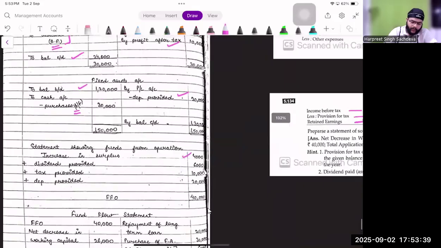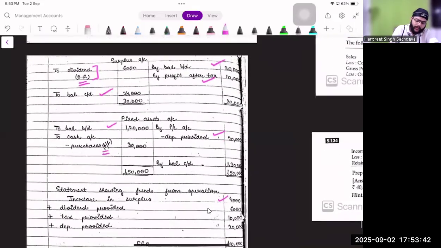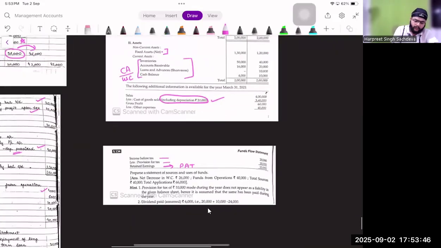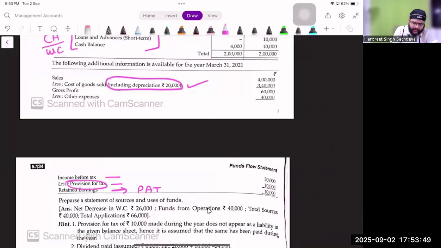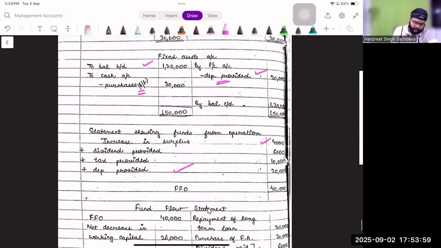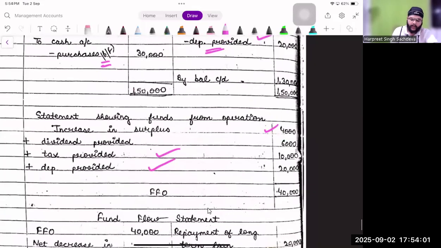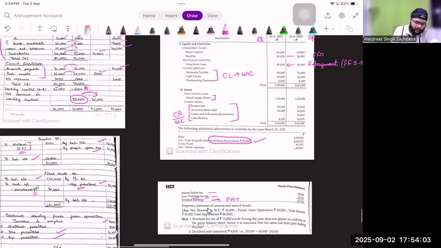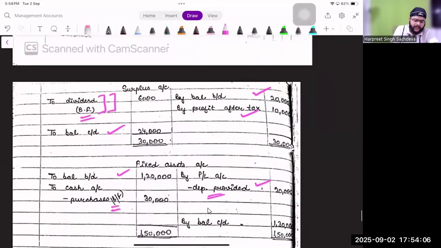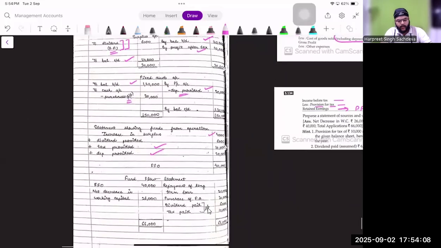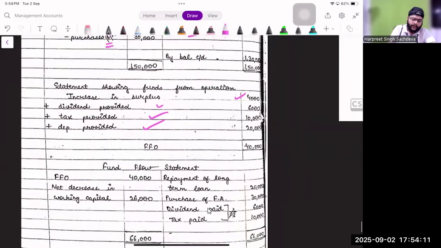Next, the accounts above: what will happen? P&L, depreciation provided, you add it. Then provision for tax, because it is by P&L, tax provided, yes or no? So this is also by P&L. By P&L means add tax provided. And then we know we have calculated dividend. So this is dividend paid as well as provided. So provided dividend you will add and you will get the FFO value.